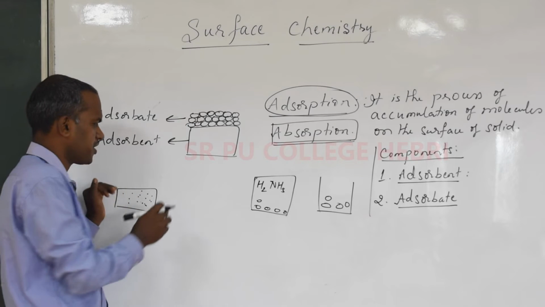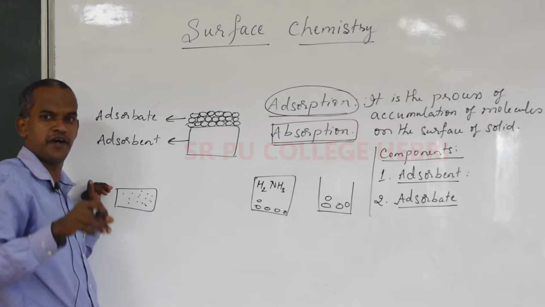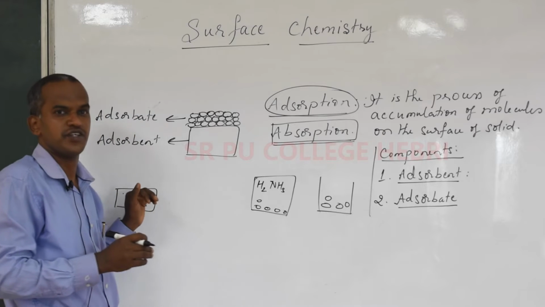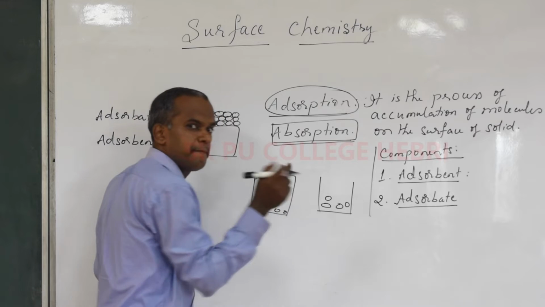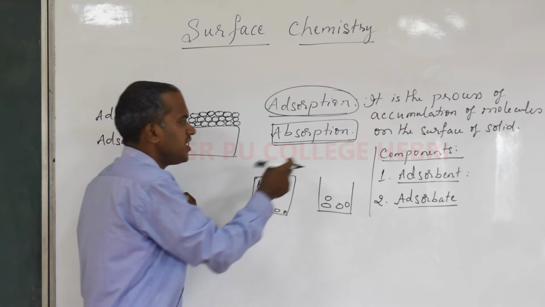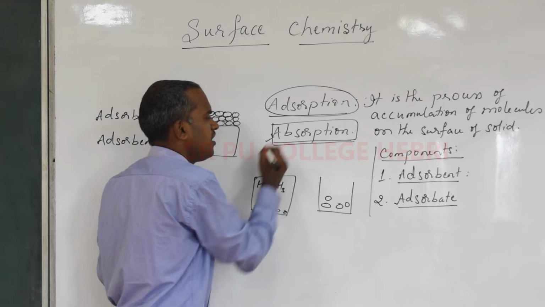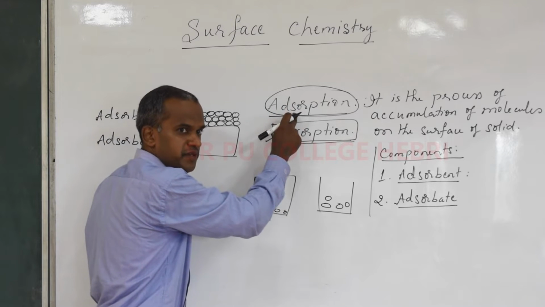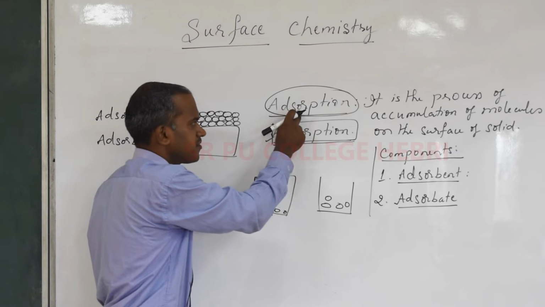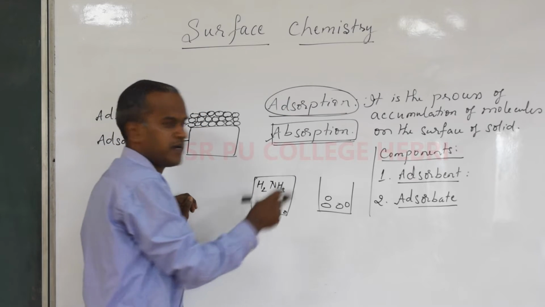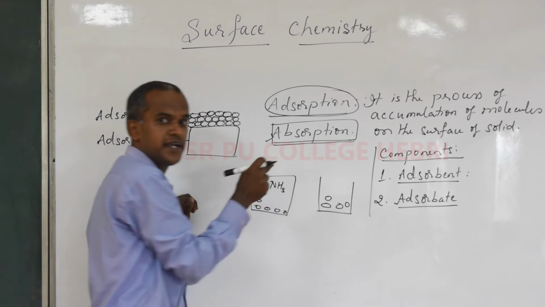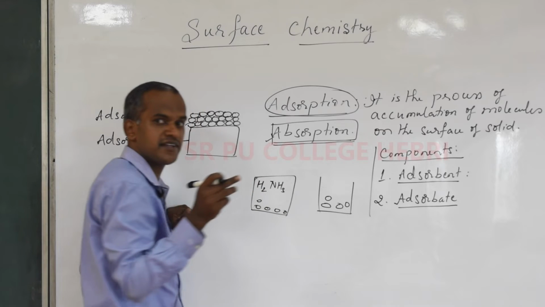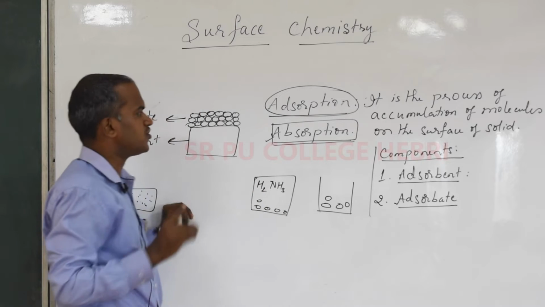The simplest example you can remember: if a sponge is dipped in water, the water molecules won't remain only on the surface, they will enter into it. So the process of penetration of the molecules into the surface of a solid is called absorption. Adsorption is a surface phenomenon. It happens only on the surface. The particles remain only on the surface. But in case of absorption, the particles are not found only on the surface. They are found within it, meaning the particles are penetrating into the surface.